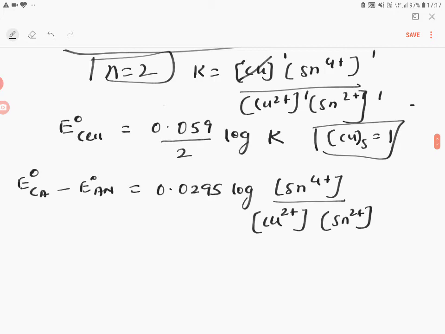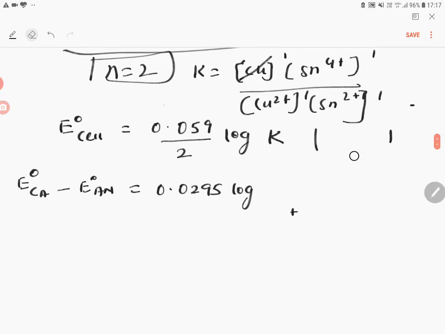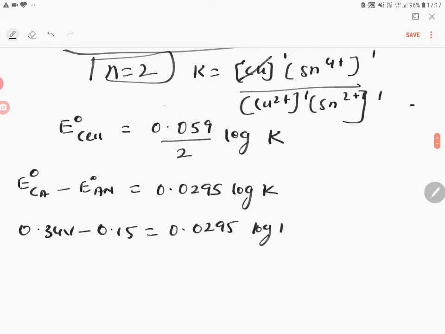Okay, here what we have to calculate is the equilibrium constant. So all these things are not required. Just for the sake of understanding, I have written them. Keep it as log K. So cathode is how much? Cathode is 0.34 volt minus anode is 0.15, equal to 0.0295 log K. So this is 0.19 is equal to 0.0295 into log K.